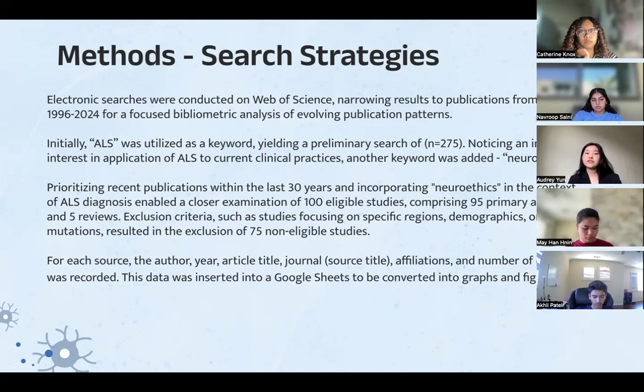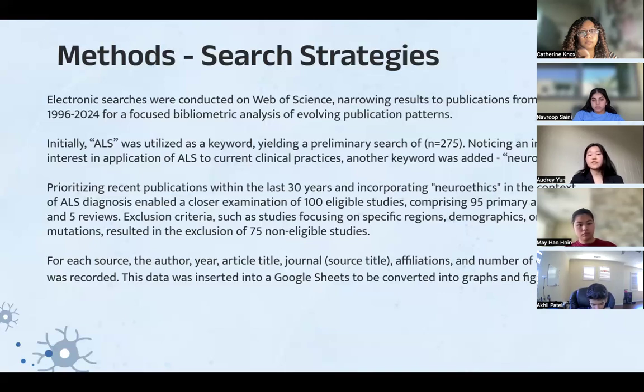From there, we narrowed down the search with an interest in the application of ALS to clinical practices and decided to add neuroethics as another keyword. This then allowed us to closely examine the 100 eligible studies with 95 primary articles and 5 reviews. 75 of these studies were considered non-eligible with exclusion criteria that focused on specific regions, demographics, or genetic mutations.